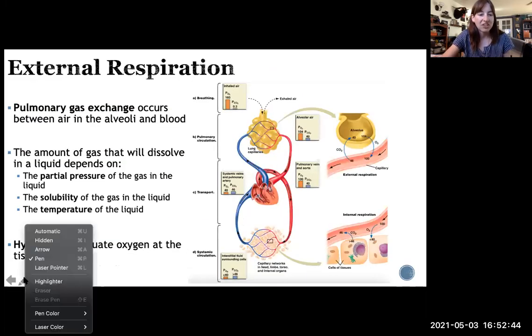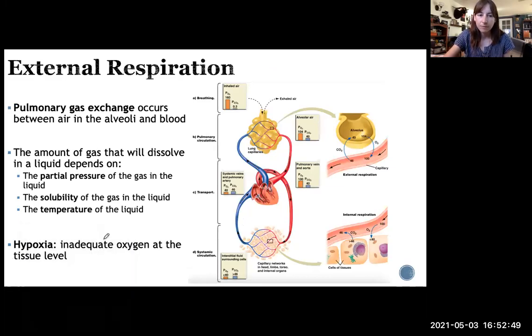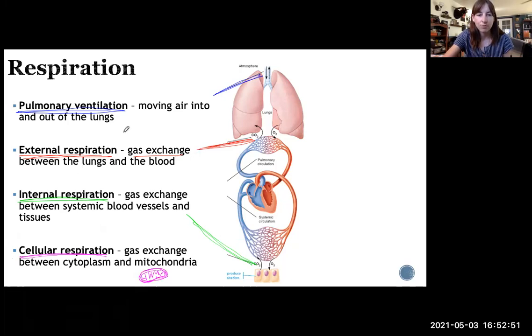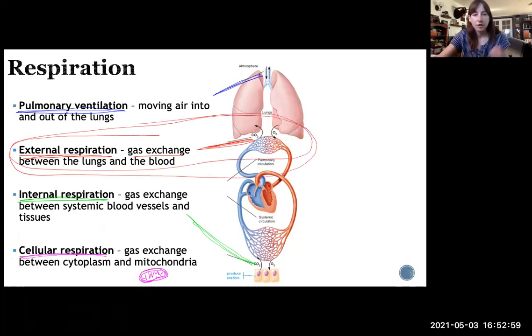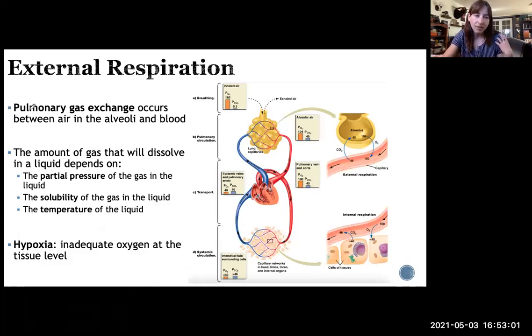All right, so let's talk about external respiration. We'll talk about this process right here now. This process is also called pulmonary gas exchange, between the air in the alveoli and the blood in the capillaries. The amount of gas that will dissolve in a liquid. So here we go, back with some chemistry and some physics. Gases do dissolve into liquids.